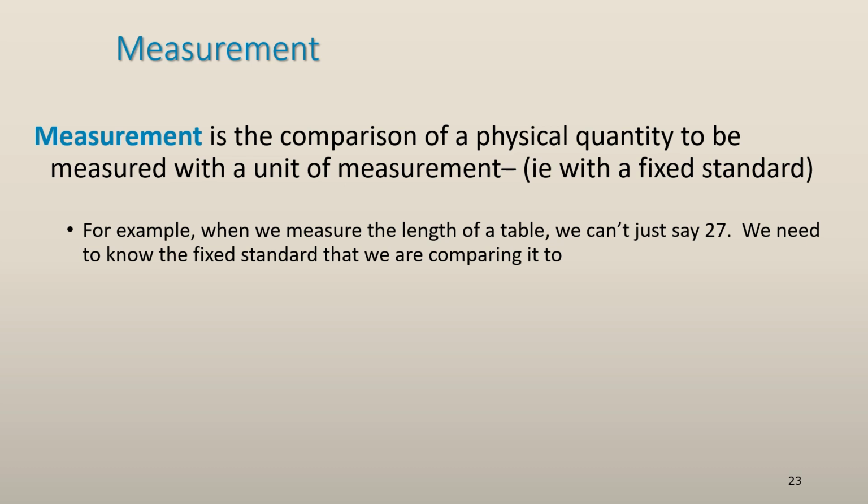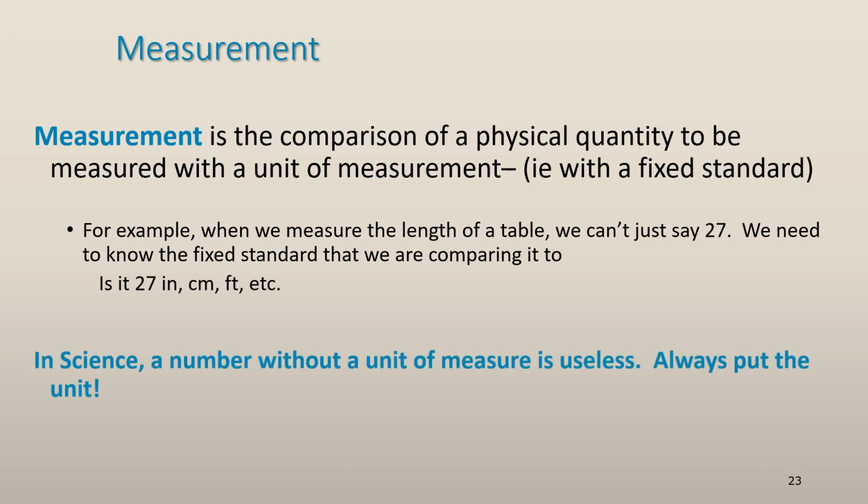If I measure the length of a table and I said to you, well, that's 27, you wouldn't know what I was talking about. I mean, you might have an idea, but you wouldn't necessarily know. I could mean 27 inches wide. I could mean 27 feet tall. I could mean 27 centimeters tall. I could mean 27 years old. I could mean a whole lot of things. So we need to know what the fixed standard is that we're comparing to.